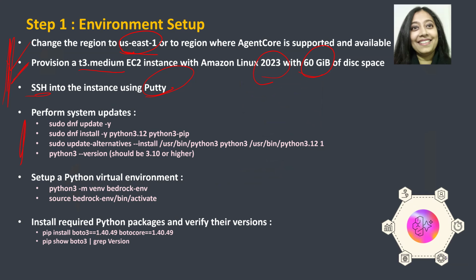So we have completed system updates. We have also deployed Python. Now let us set up our Python virtual environment. So this is our virtual environment's name. And so we'll create it and then activate it. And after that, we will install some Python packages like Boto3 and Boto Core and basically check its version.